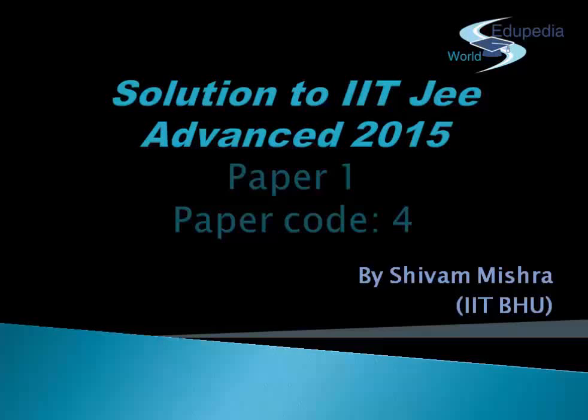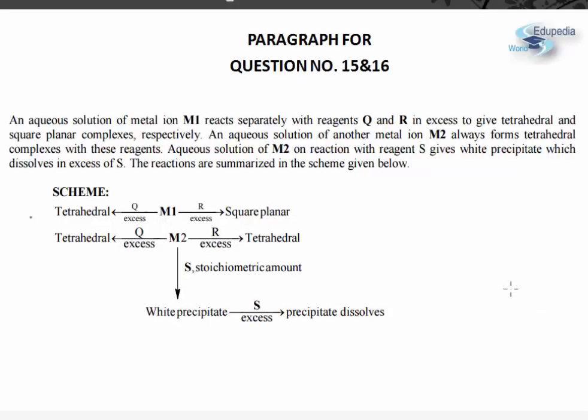My name is Shivam Mishra and today we are going to discuss the solutions to IIT JEE Advanced 2015 paper 1. The code which we are using is 4. Okay students, let us look at the paragraph for question numbers 15 and 16.